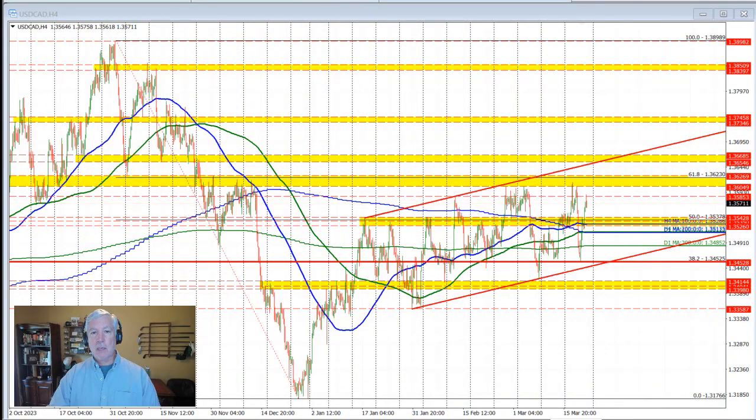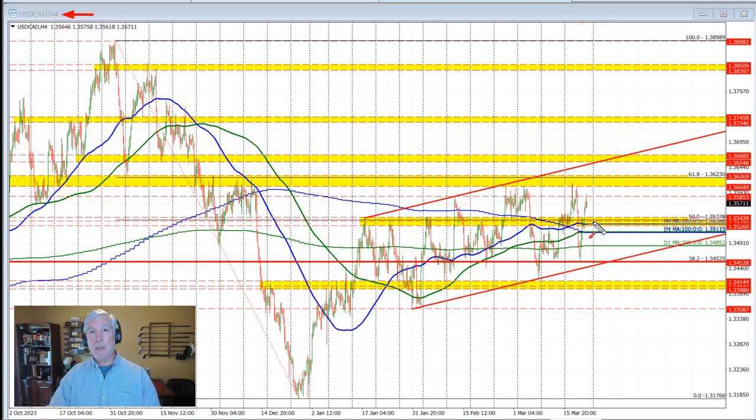This is a Forex quick look at the dollar versus Canada. I'm going to take a look at what happened this week and what may happen going forward from a technical perspective. So let's get started. It's Friday, so it's time to review a little bit. And this is a 4-hour chart of the dollar versus Canada.